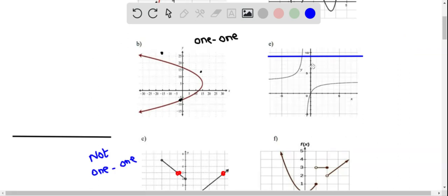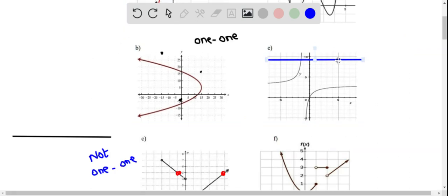Let's do part E. I'm going to take this horizontal line, move it up and down, and see if it intersects at one point or more than one point. So far, it is intersecting at only one point. And still it is only one point. Throughout this graph, if I move it up and down, it intersects at only one point. So we can see that this graph is one to one.